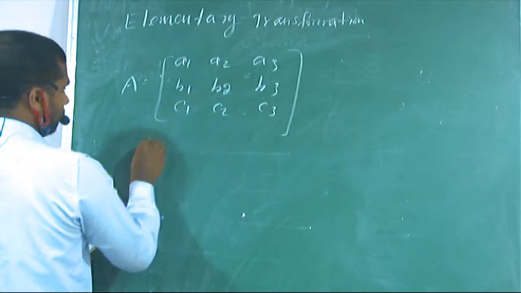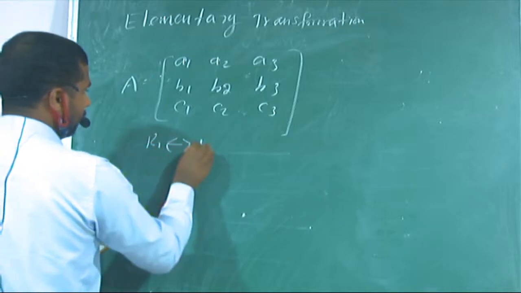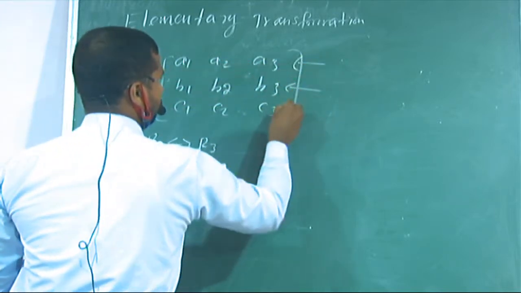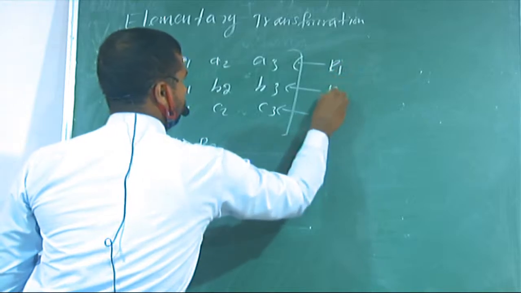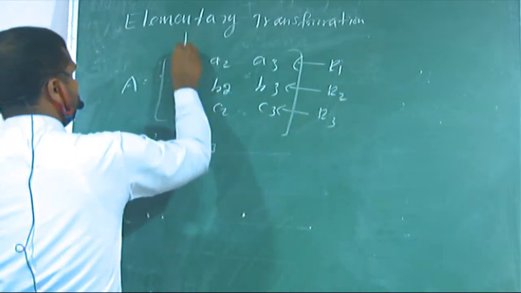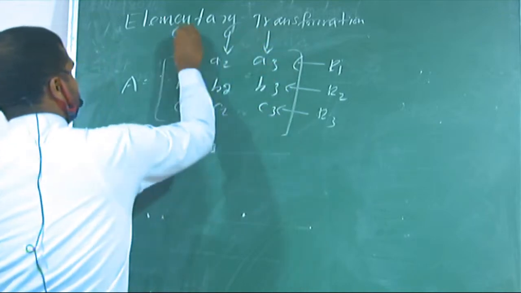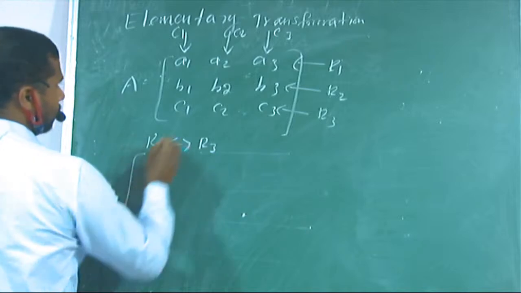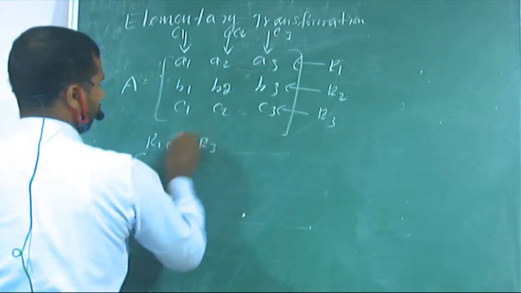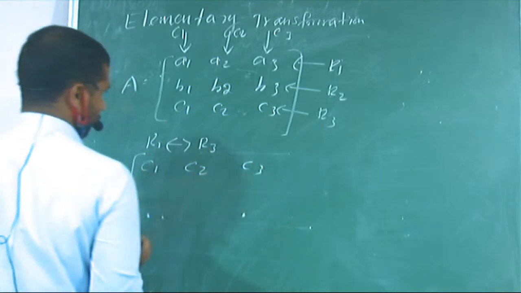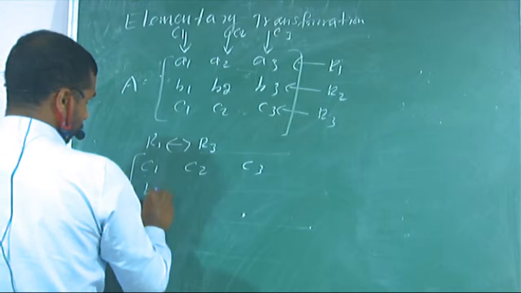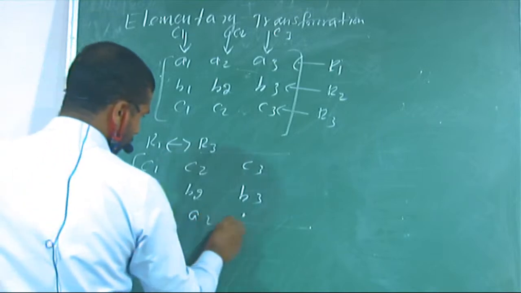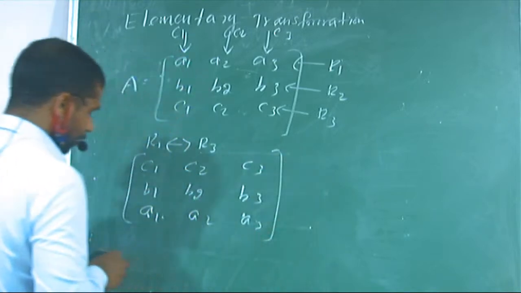How to interchange? For example, R1 interchange R3: what will happen? Row 1, row 2, row 3, and columns C1, C2, C3. Row 1 interchange row 3 means row 2 stays as it is. So the new first row is C1, C2, C3, then row 2 as it is, B1, B2, B3, then A1, A2, A3. That is called interchanging of rows.